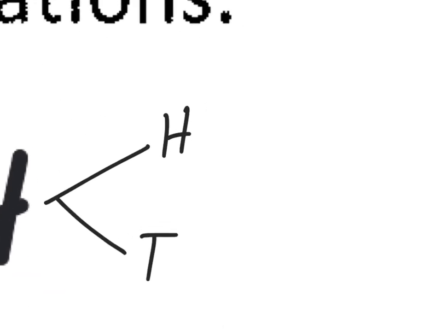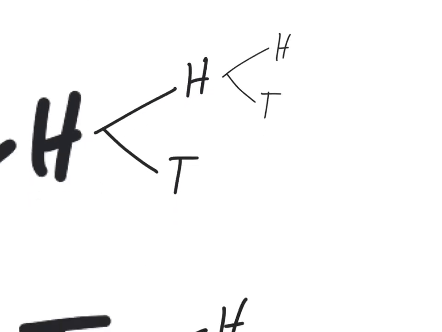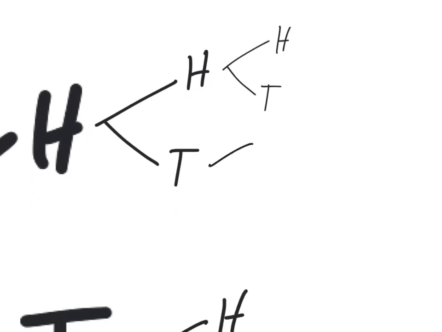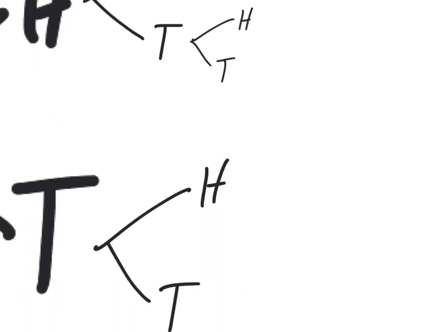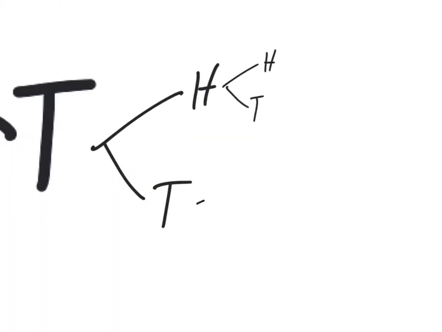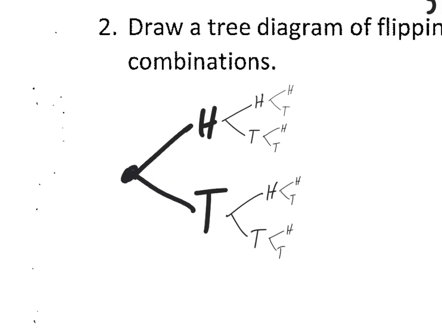So let's say I flipped it again. Here I could get heads or I could get tails. Here I could get heads or I could get tails. Here I could get heads or tails. And here I could also get heads or tails. Alright, so that's a total of 3 options. You still got to come up with the 4th one.